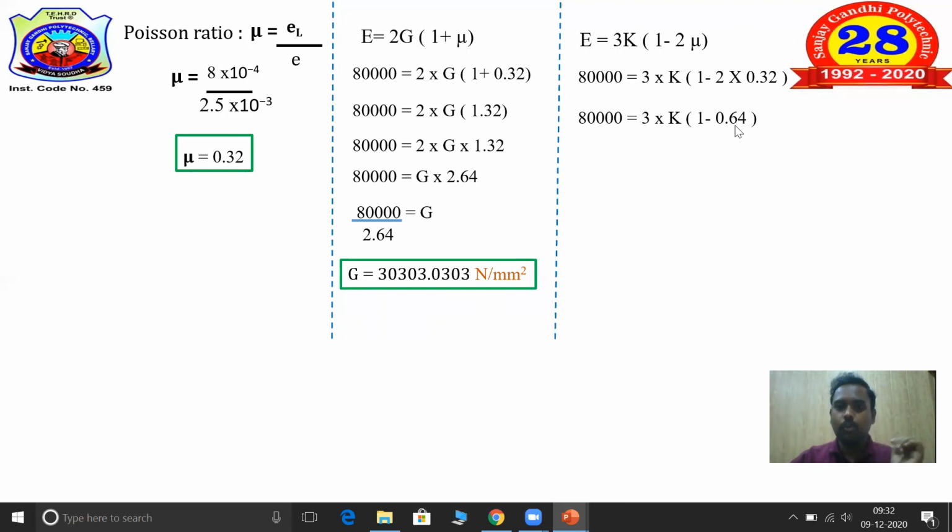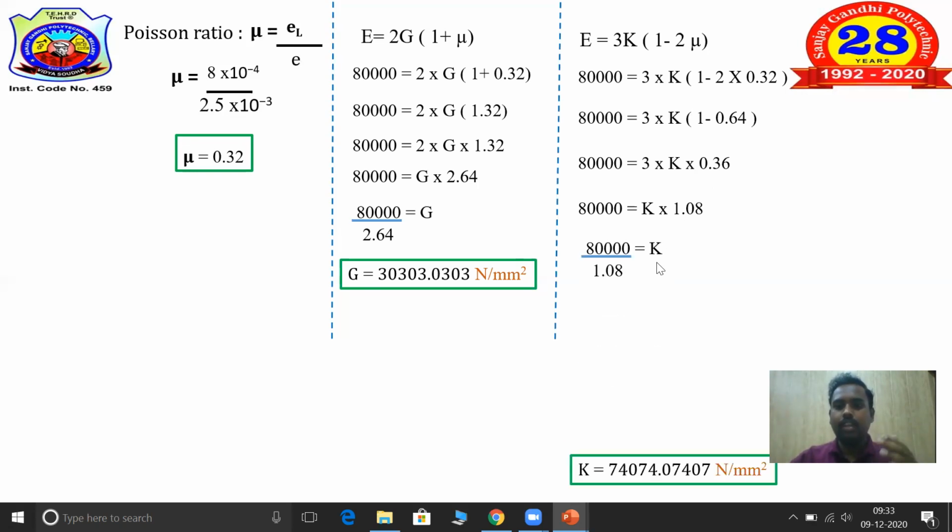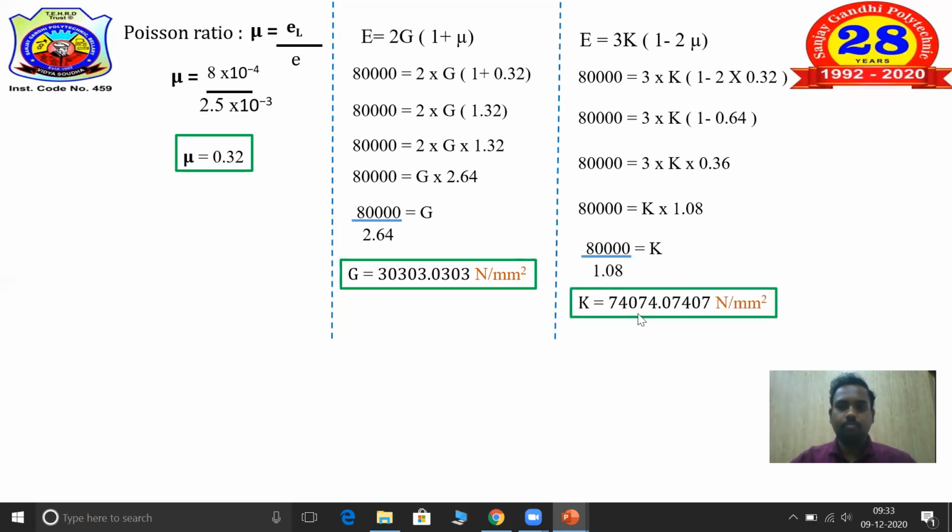I multiply 2 into 0.32 and I get 0.64. Okay, still it is in a bracket, so I'll calculate 1 minus 0.64 in the next step. That becomes 0.36. Now in the next step, I'll multiply 3 and 0.36. So 80,000 as it is, K as it is, 3 into 0.36 is 1.08. On cross multiplication, I'll get the value of K. This is the value of K. Students, that's it.